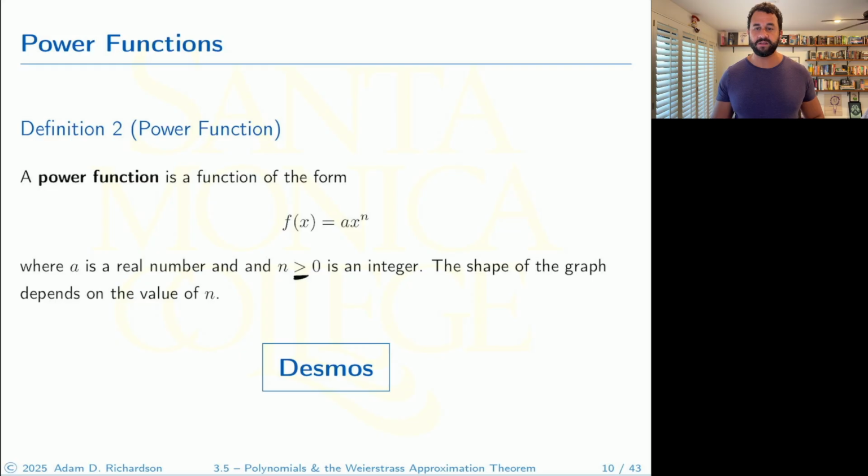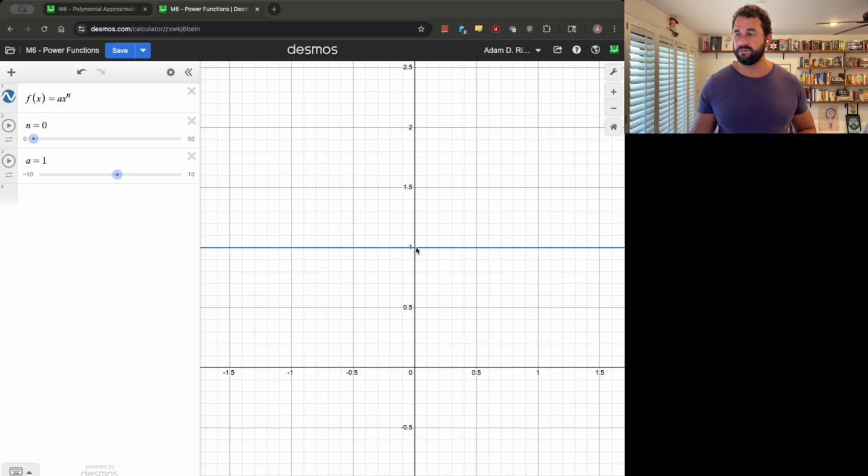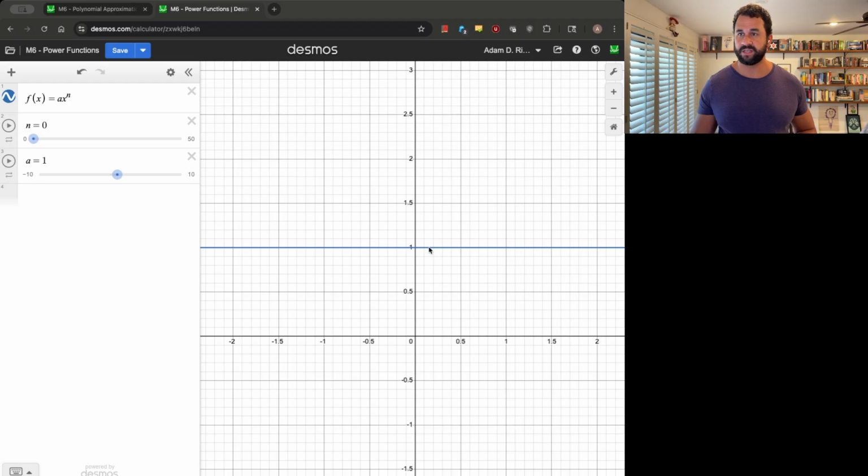All right. So we're basically looking at integer powers of x, and the shape of the graph depends on the value of n. I've got another Desmos example here. Okay, let me see if I can pull it up. I do have it set up. Perfect. Let's take a look at some power functions. I forgot to include a. There we go. So when n is 0, just like before, you've just got a constant function crossing at 1, right? Anything to the 0 is 1.